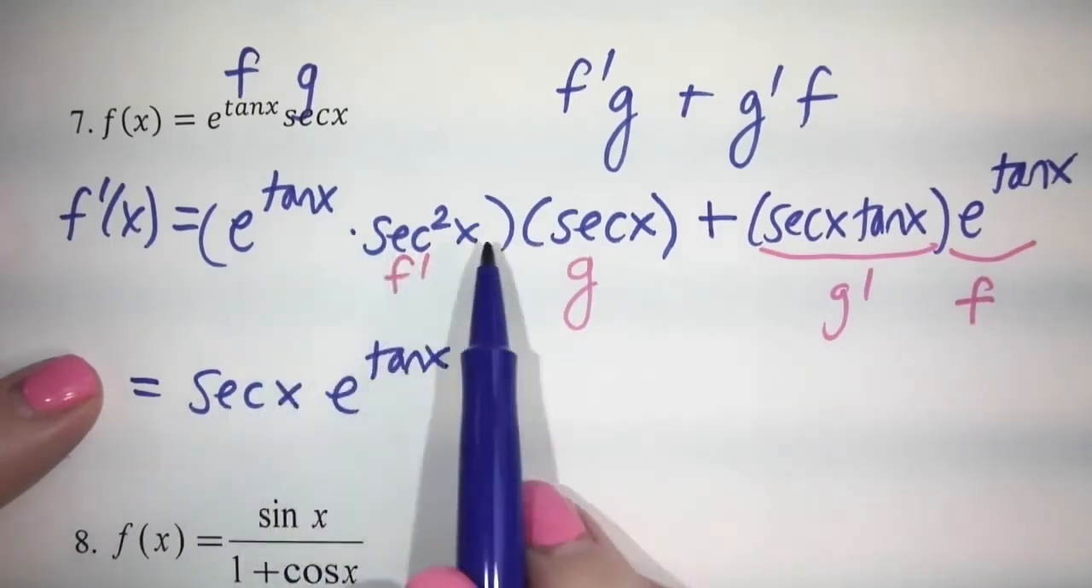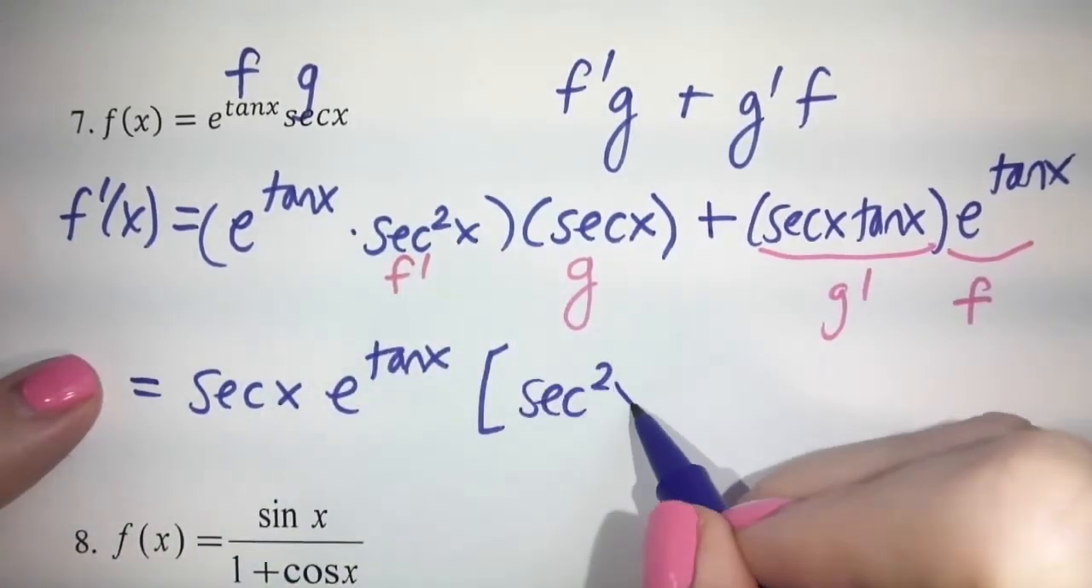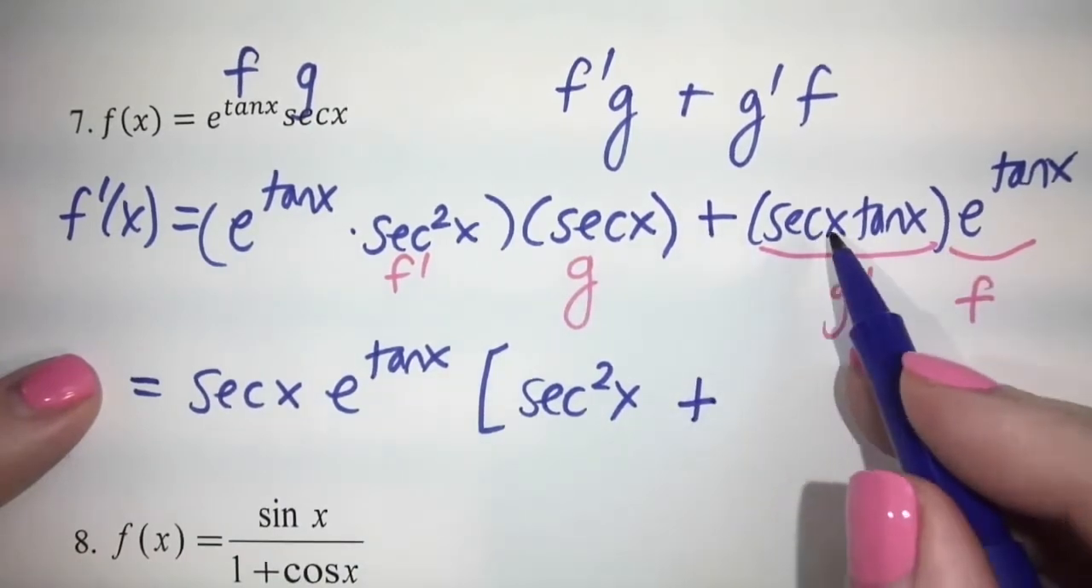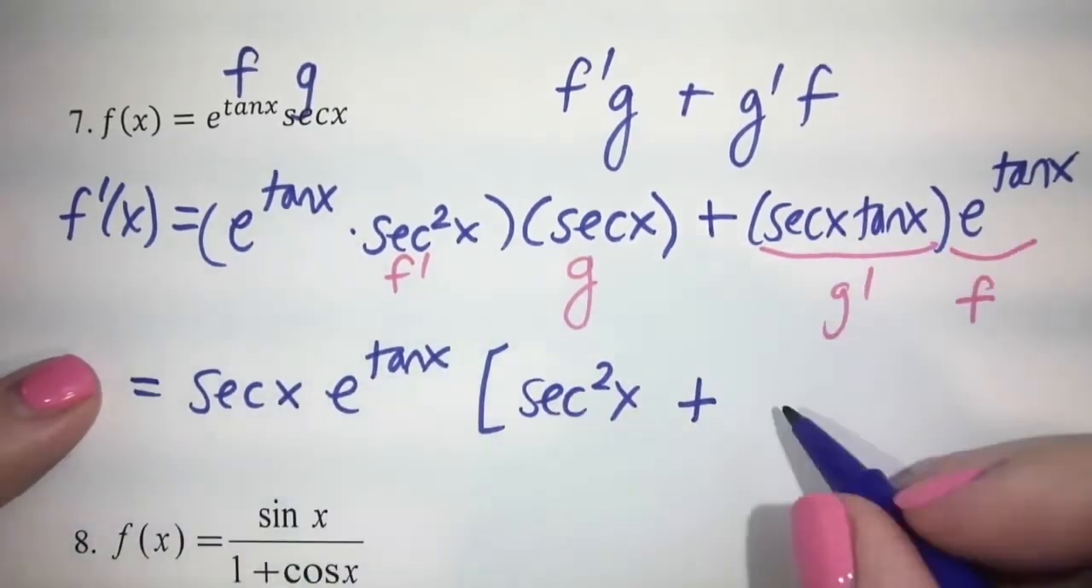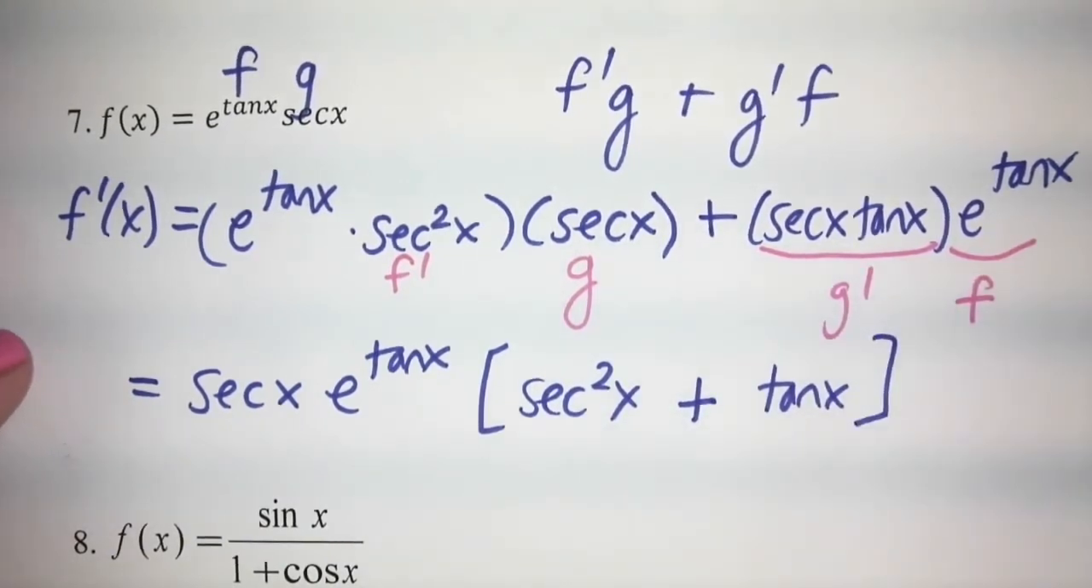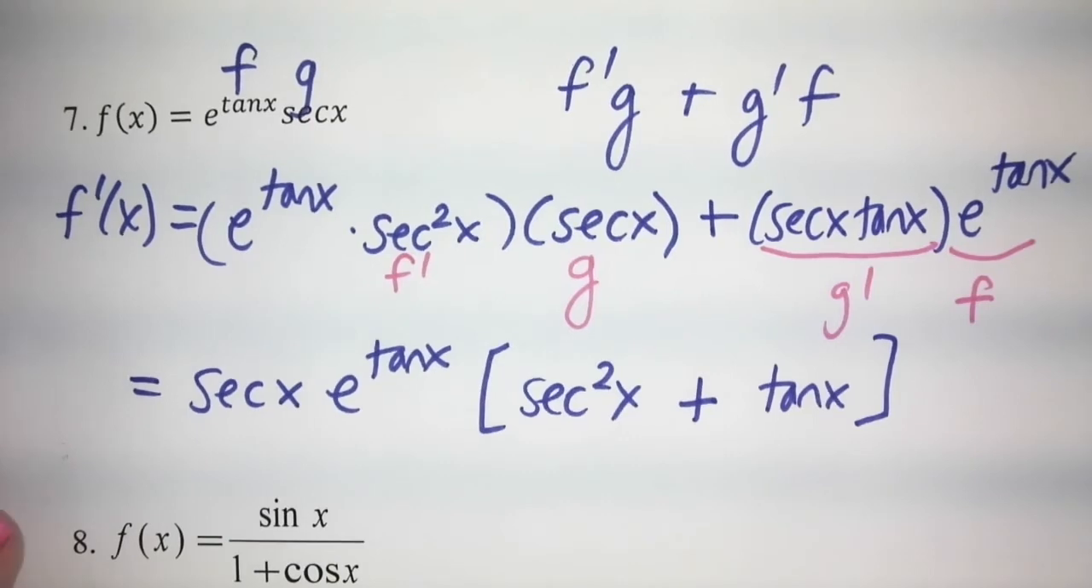And what would be left here? We would have a sec squared. We've got the sec there. We've got the e to the tan x plus sec tan e to the tan. So we have the sec, so we would need the tan. And that would be our answer.